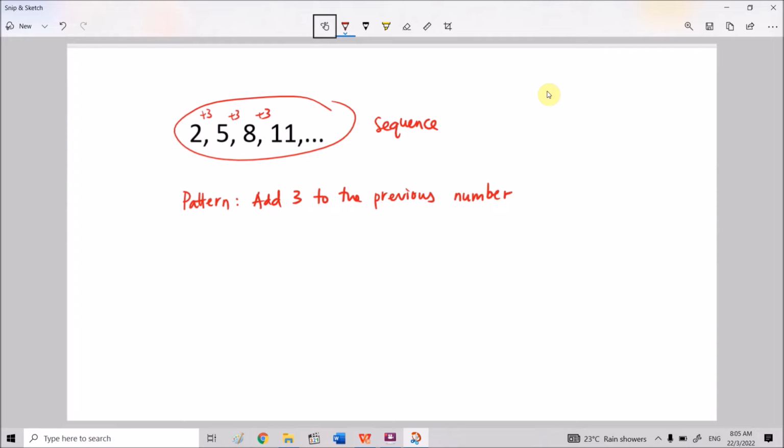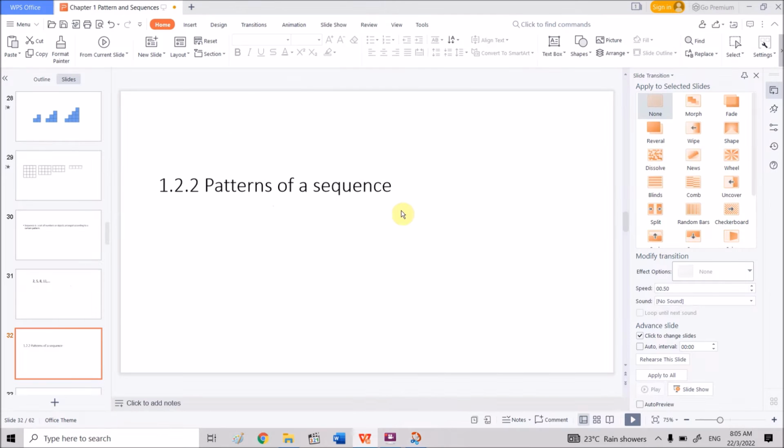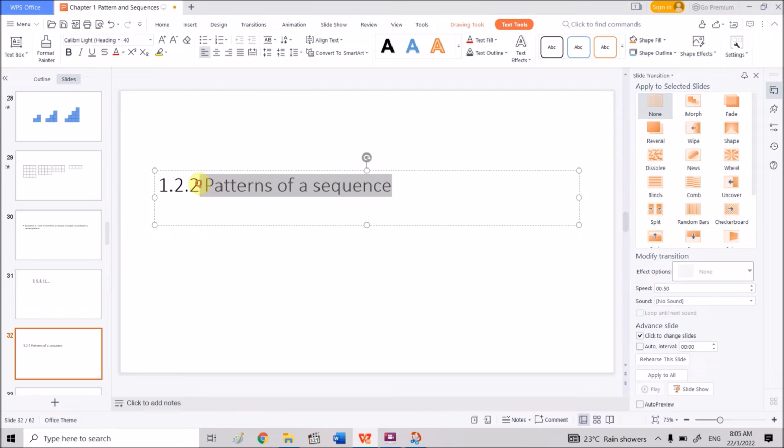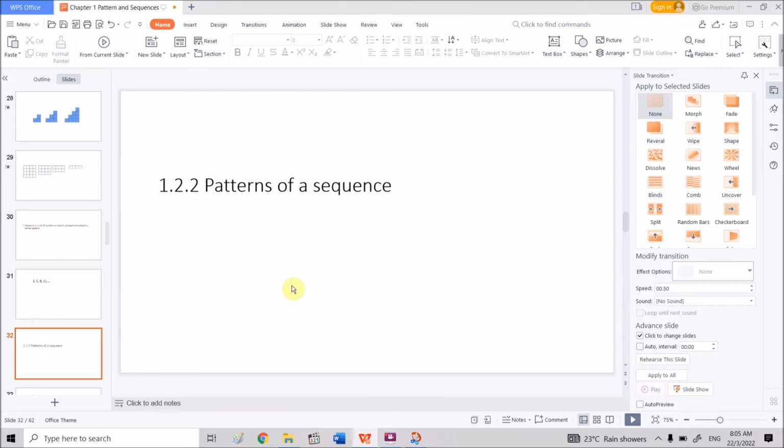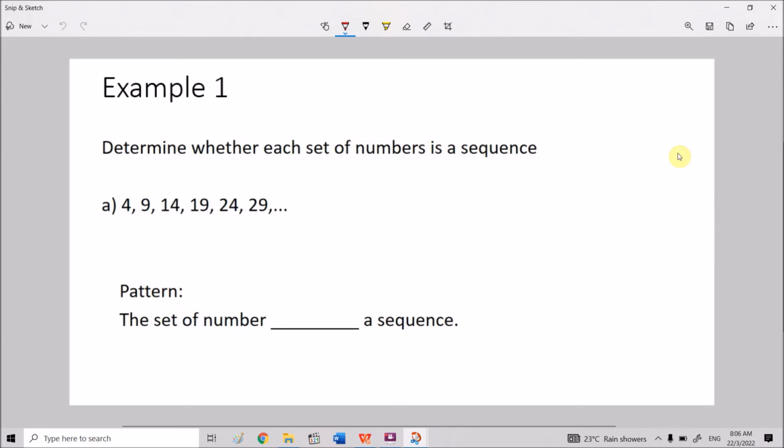Whenever a set of numbers or a set of objects follows a certain pattern, we call that set a sequence. Let us look at more examples regarding the patterns of a sequence. Example number 1. Determine whether each set of numbers is a sequence. Given this set of numbers, we want to determine whether they are a sequence or not. If the numbers follow a certain pattern, then it is a sequence. If it does not follow a pattern, it is not a sequence. Okay, so let us see.